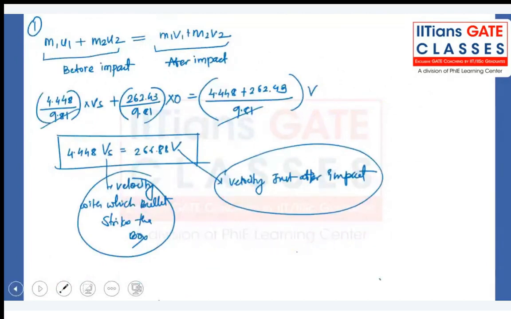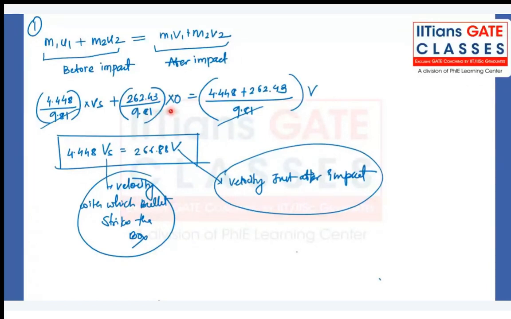So momentum before impact of the system is equal to the momentum after the impact. So momentum before is 4.448 divided by 9.81 into Vs. This is the momentum of the bullet. Okay, because mass is 4.448 divided by 9.81, into Vs, the velocity at which it is striking. And the second part is the velocity of the box. Box is stationary. Initially it is at rest basically, right? Or initially it is just hanging. It was not moving, right? So that is why we can say velocity is 0 here.